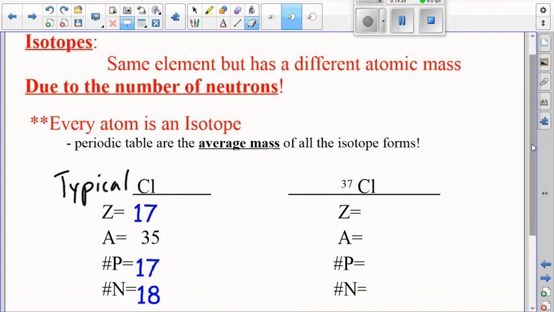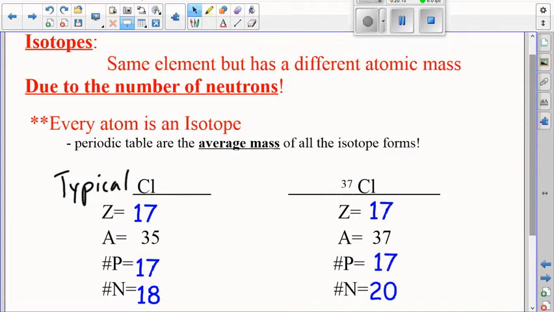But what if we have one of the heavier chlorines with a mass of 37? What will the Z be? What would be the atomic number, the Z, of the chlorine? Yep, still 17. That can't change. The mass would be 37 now. So how many protons would it have? Now, how many neutrons would it have? There you go. So that's what changes.